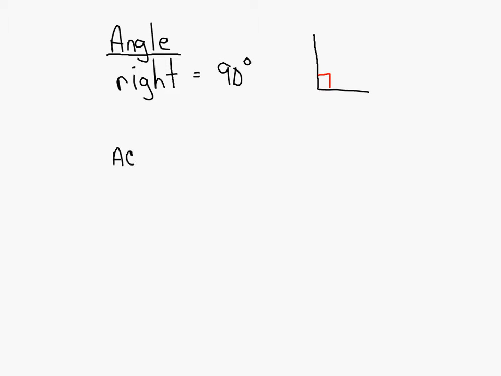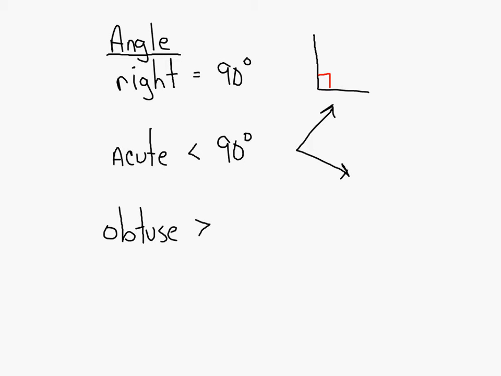An acute angle. That's less than 90 degrees. Picture would look something like that. Less than 90 degrees. Obtuse angle. That's greater than 90 degrees.